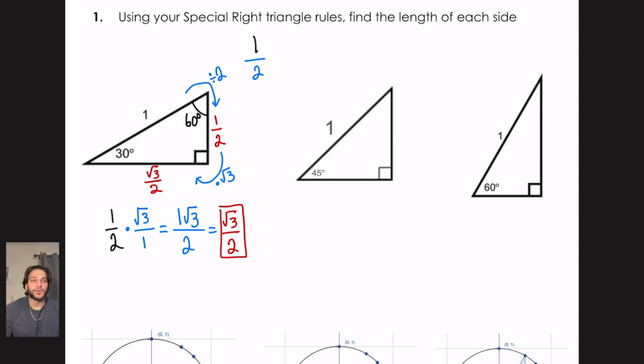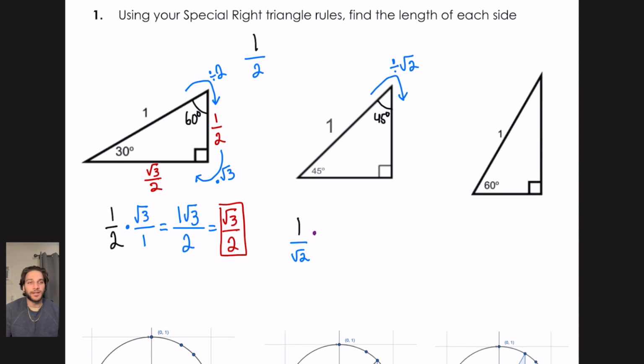For my next triangle, that missing angle is a 45-degree angle. So right here we have a 45, 45, 90 right triangle. To go from the hypotenuse to either leg, I'm going to divide by root 2. So whenever I do that, I'm going to divide the hypotenuse, 1 divided by root 2. And since we have an irrational number in the denominator, we have to simplify that. It's called rationalizing the denominator. So we're going to multiply the top and the bottom by root 2, whatever the radical is.